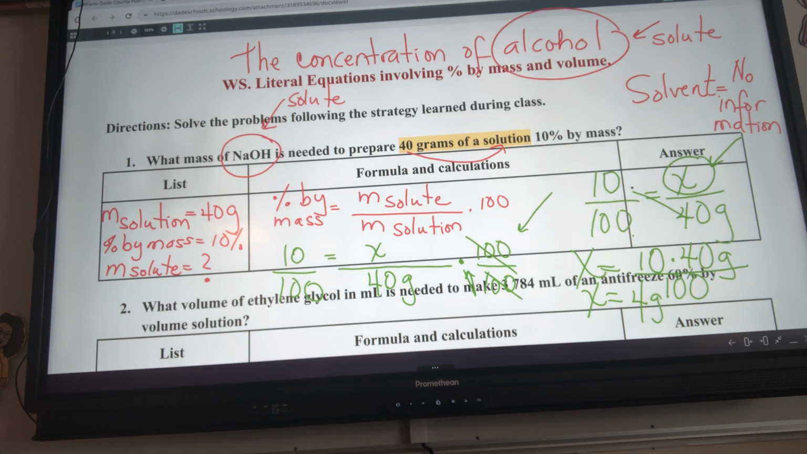Questions about that example? Sure? So we're going to move to the second one. Okay.